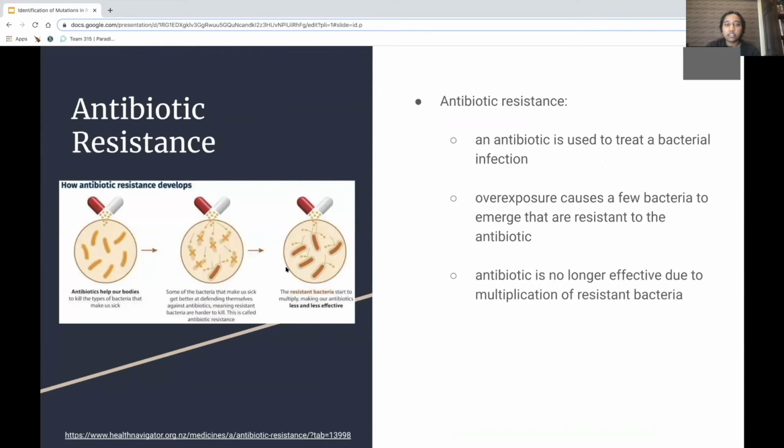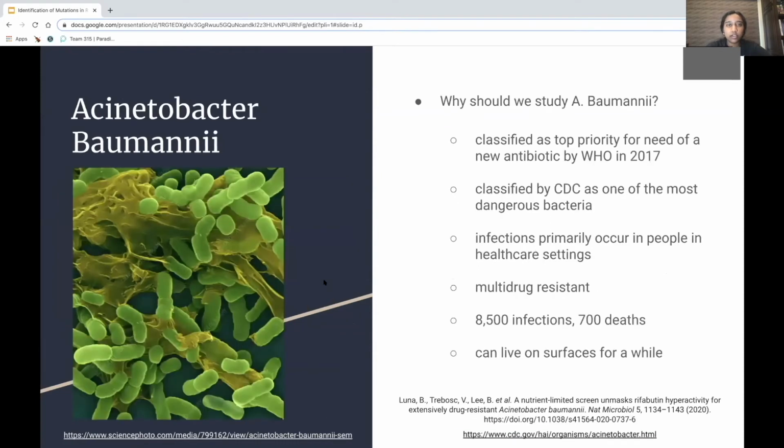Antibiotic resistance occurs when a bacteria has been exposed to an antibiotic multiple times, and it mutates itself in order to become resistant to the antibiotic. And this resistance develops over a long period of time. So A. baumannii is classified by the World Health Organization as a top priority for a need for a new antibiotic, and by the CDC as one of the most dangerous bacteria.